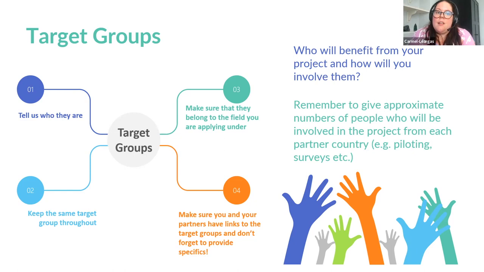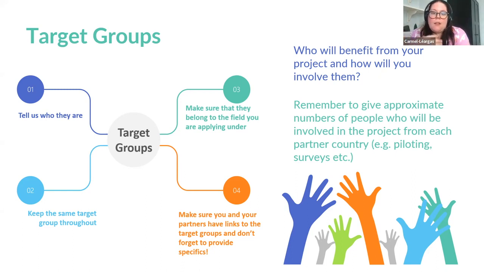It is important to consider the key criteria that were set out in an earlier presentation as well. So make sure you and your partners have links to the target groups, and don't forget to provide specifics. So if you don't have direct links to the target group, make sure that you have an associate partner, identifying them in the project, that you're going to link in with to make sure that your project is going to connect with them as well.